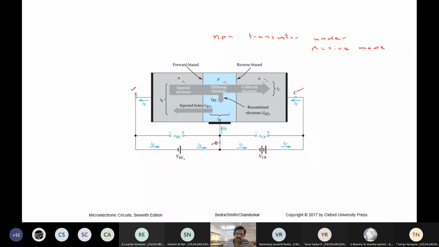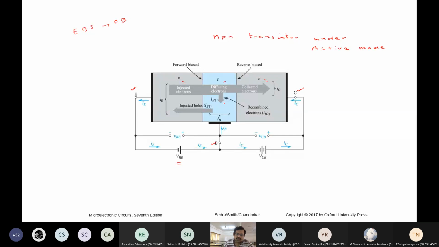So you can clearly see by definition, once we identify the three terminals, we'll come to the biasing first. If you see here, the N is connected to the negative of the source, P is connected to the positive of the source. So we can clearly see that EBJ, emitter base junction, is forward bias.